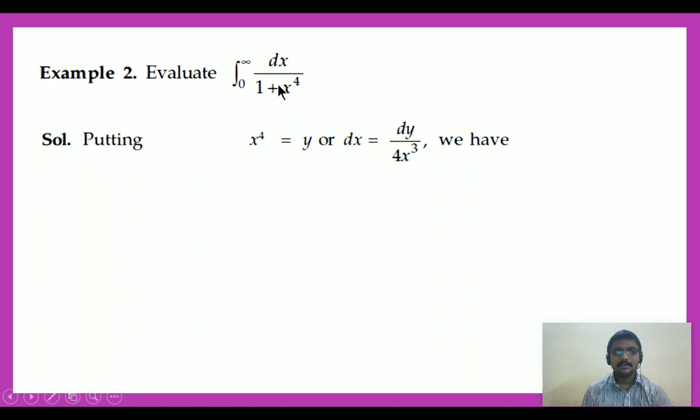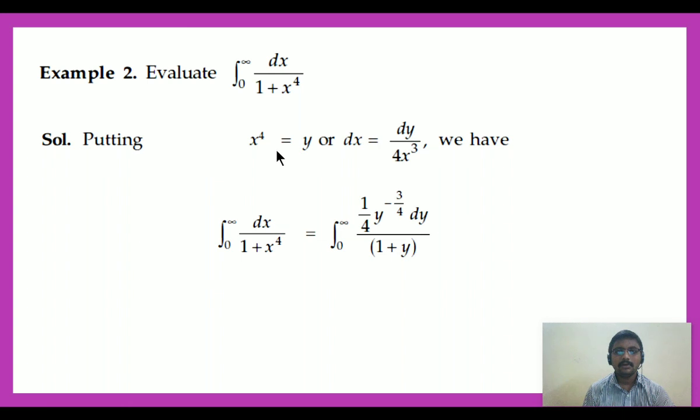Substituting these values in the above integral, the integral from 0 to infinity becomes dx, but dx is dy by 4x cube. But what is x here? x is y power 1 by 4, which is obtained by taking power 1 by 4 on both sides. So x is y power 1 by 4. Substituting, we will have dy by 4 into y power 1 by 4 whole cube, that is y power 3 by 4.